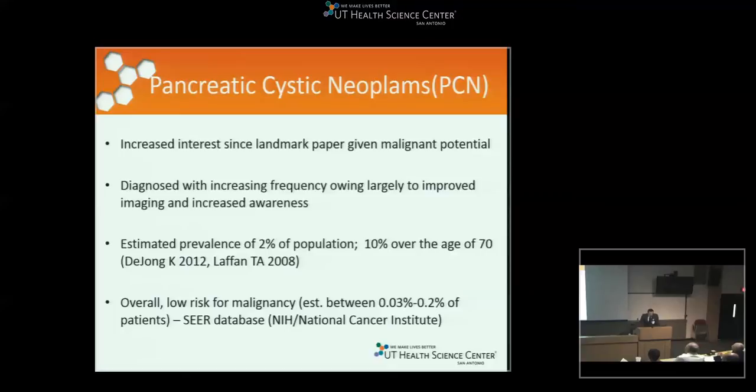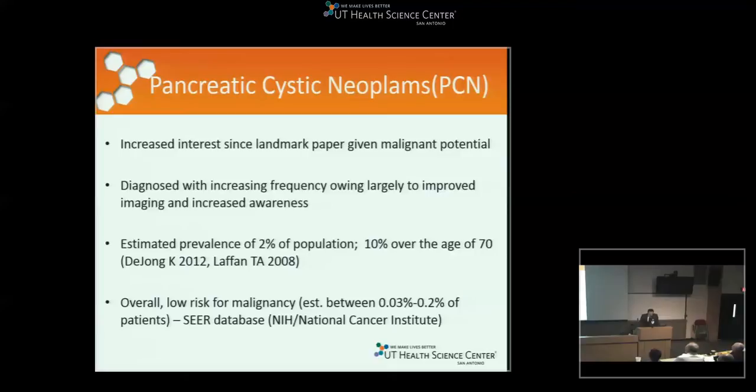Overall, there's been an increased interest since the landmark paper given their malignant potential, and they're being diagnosed with increasing frequency owing largely to improved imaging and increased awareness. It's estimated that the prevalence of these cysts is about 2% of the population, which increases with age to about 10% of patients over the age of 70, in 2 studies examining autopsy specimens as well as MRIs obtained for unrelated reasons. Overall, though, they have a low risk of malignancy.